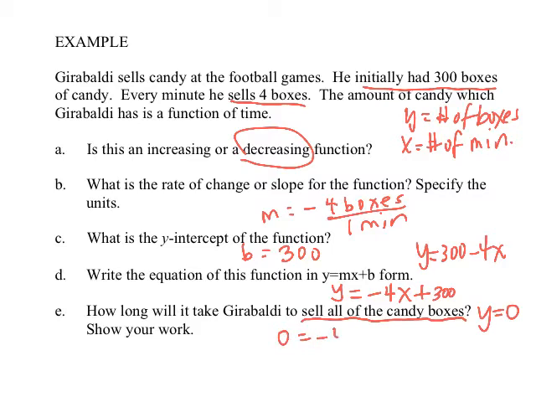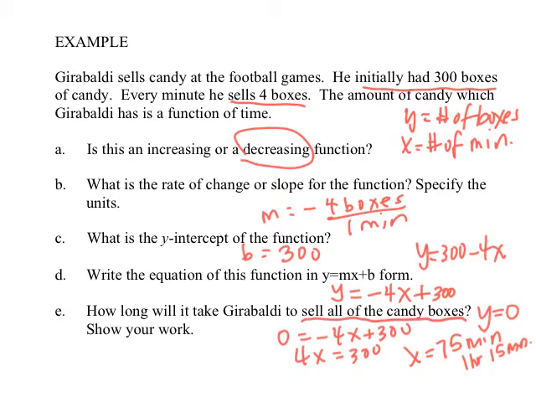0 equals -4x plus 300. I think I'll add the 4x to both sides, and you get 4x equals 300. Divide 300 by 4, and you end up with x equals 75. Now remember, x is the number of minutes, so that's 75 minutes, or 1 hour and 15 minutes, is how long it takes. All right, so that was an example of slope-intercept form.